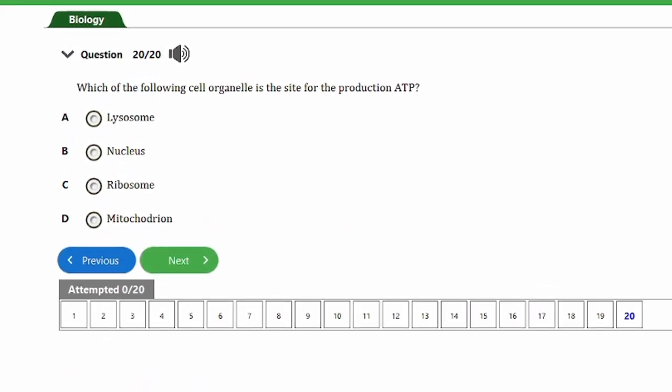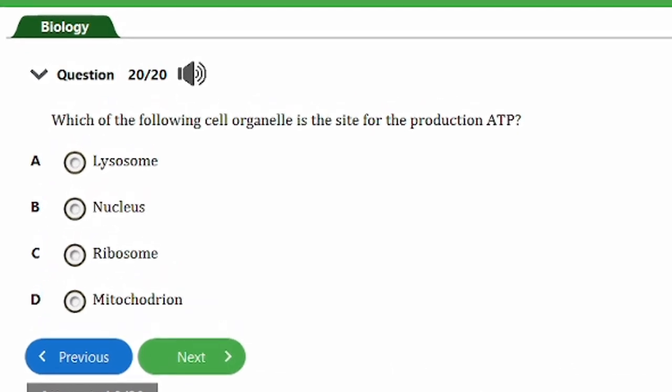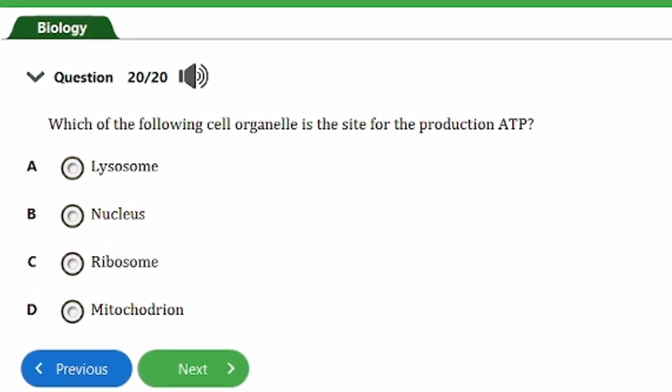So guys, let's look at the next question and the last, and that's question number 20. Which of the following cell organelles is a site for the production of ATP? So we have A. Lysosome, B. Nucleus, C. Ribosome, and D. Mitochondrion. So guys, the correct answer to this question is option D, and that's the mitochondrion. The mitochondrion is a site for production of ATP. That's why you often call the mitochondrion the powerhouse of the cell, and ATP is the energy unit of the cell. So guys, that makes sense because the energy unit of the cell is found in the powerhouse of the cell.